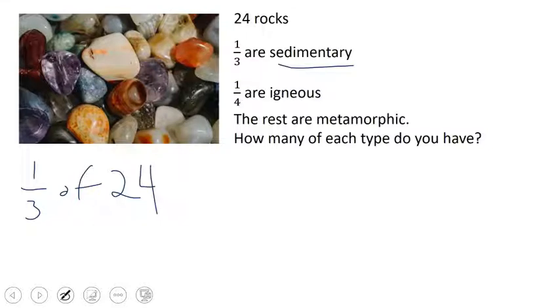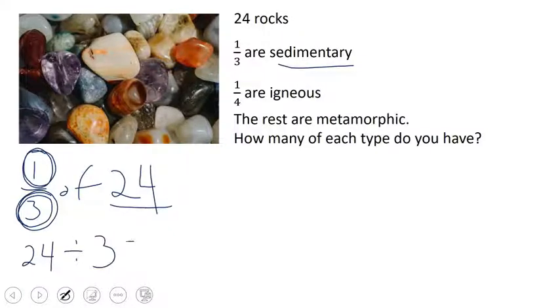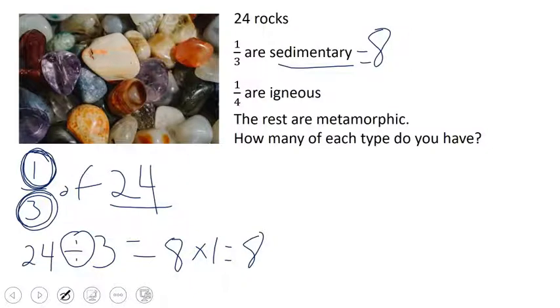Now the first way we can solve a problem like this is by using division. My fraction tells me that we have split up our 24 into 3 equal groups, and we want one of those groups. So first, let's split 24 into 3 groups. We know that whenever we're splitting into groups, we are dividing. So 24 divided by 3 is 8. We want one group, so one group of 8 is 8. So this tells me that 8 of our rocks are sedimentary.